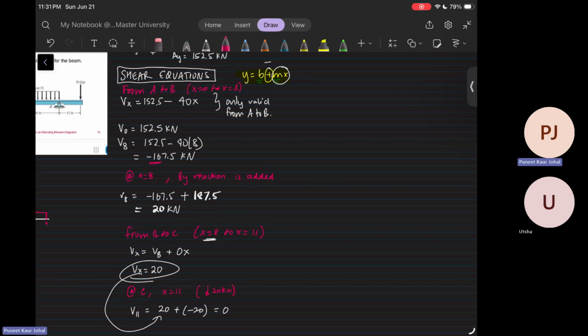Okay, so now we're going to do moment equations. The good thing about moment equations is you don't have to think much because all the moment equations are just dependent on the shear equations' integration.